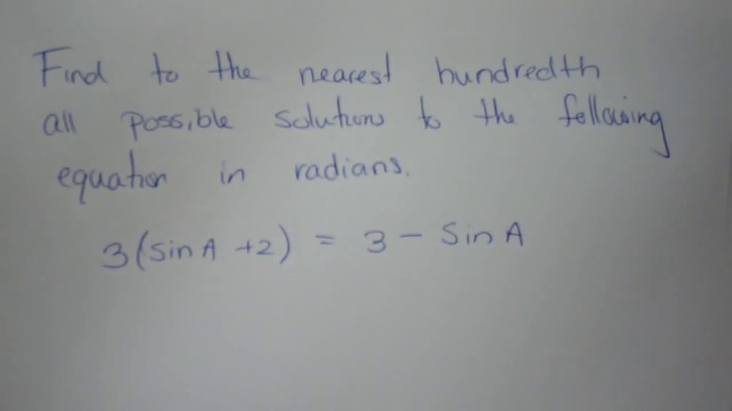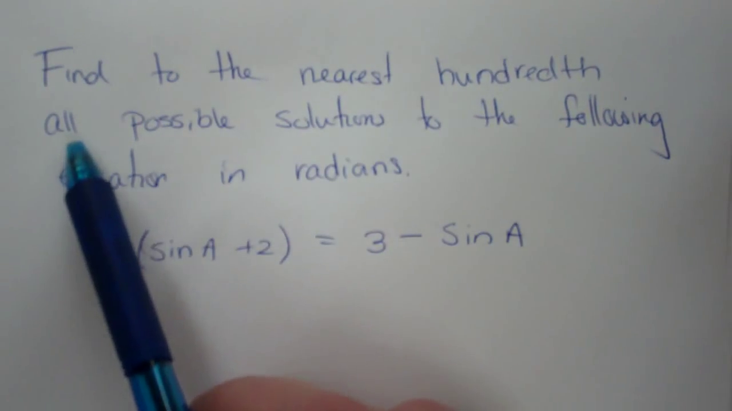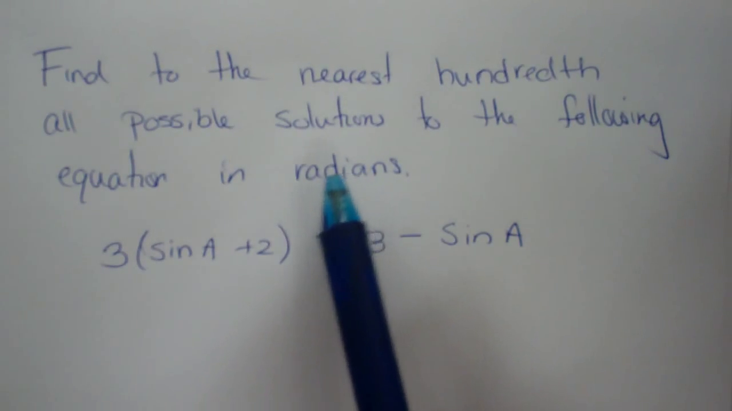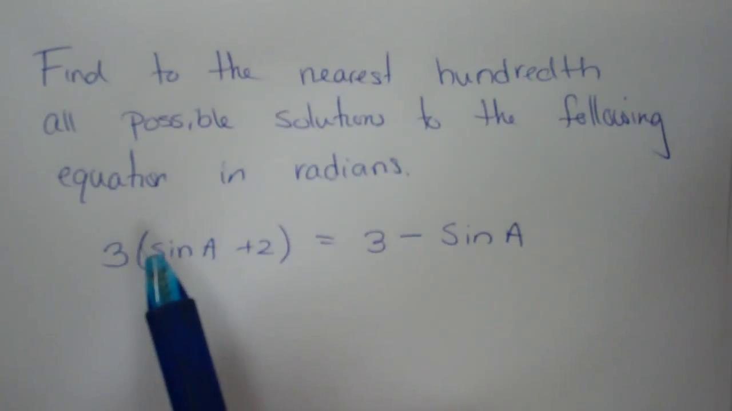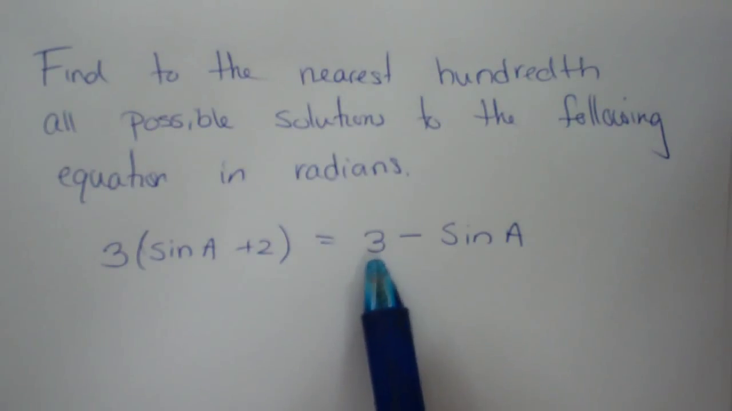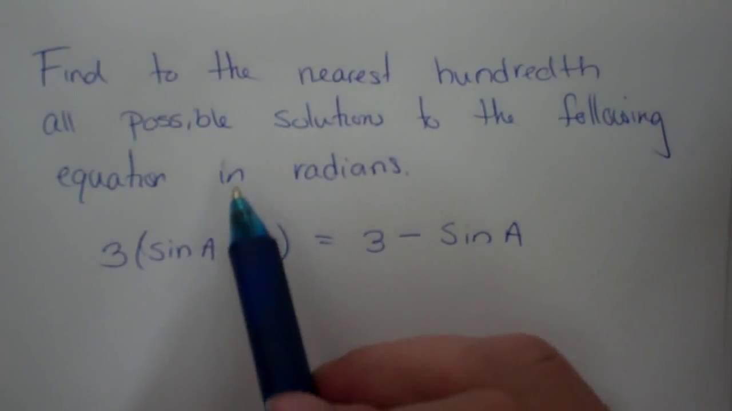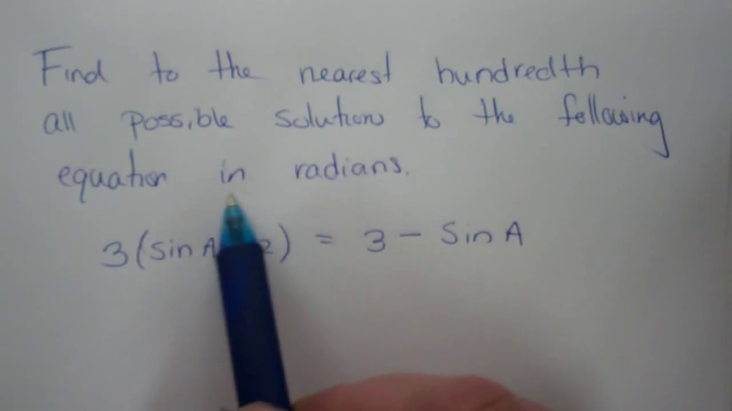In this video, we are working on solving trig equations, and the problem says, find to the nearest hundredth all possible solutions to the following equation in radians. And it says the equation is 3 times the quantity sine of a plus 2 is equal to 3 minus the sine of a. To do this problem, it wants us to give the final answers in radians.